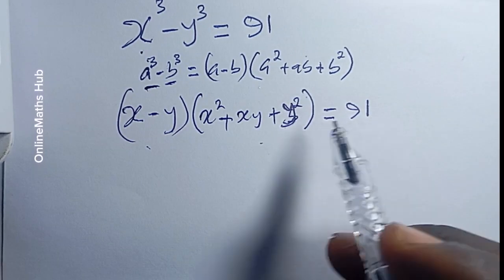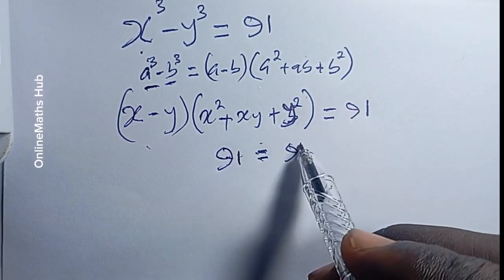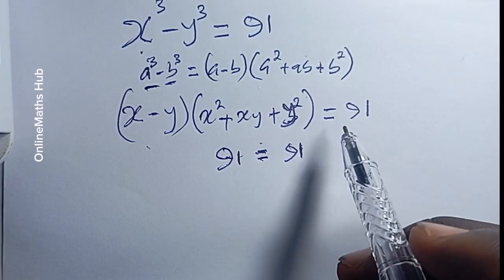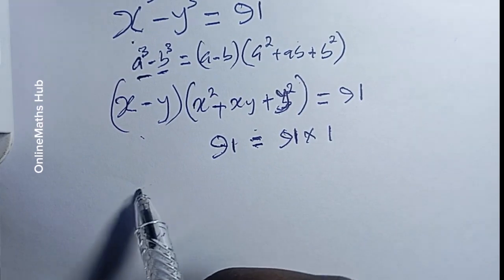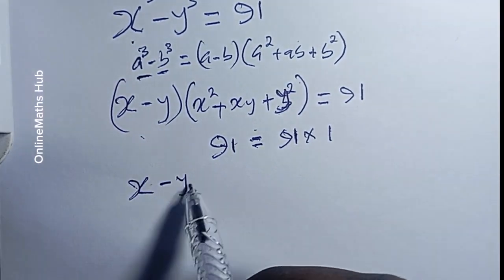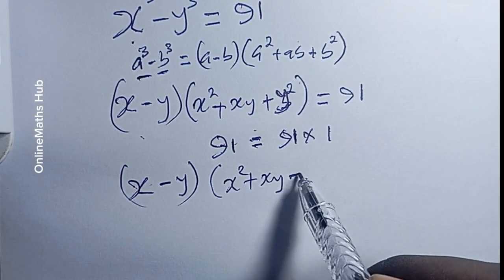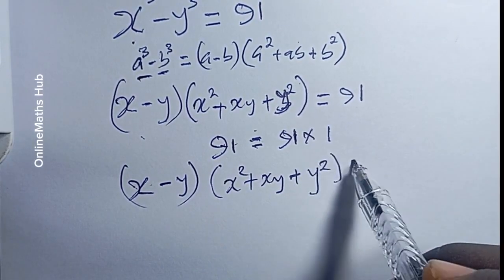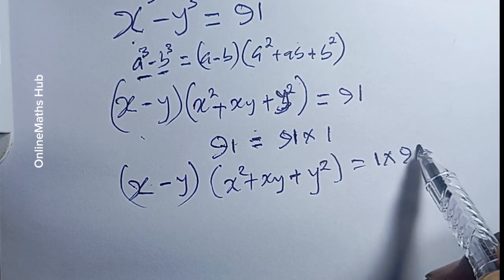We still need to find a way to expand the right hand side, and because the 99 we have right here can only be written as a product of itself and 1, what we're going to have is x minus y multiplied by x squared plus xy plus y squared is equal to 1 multiplied by 99.